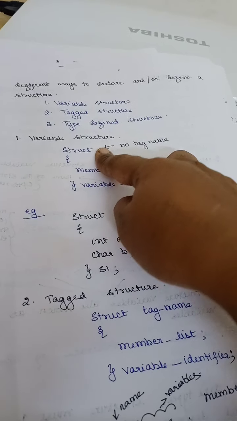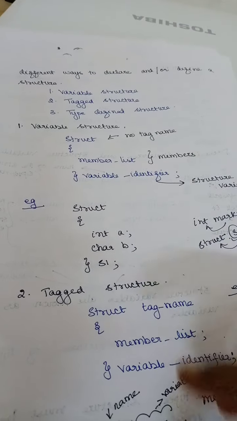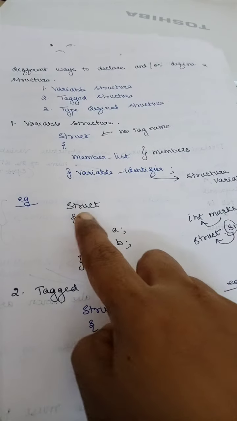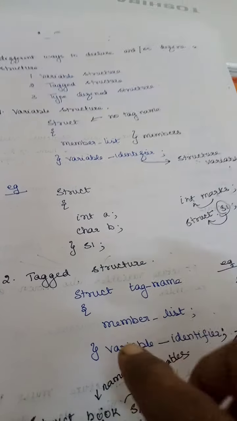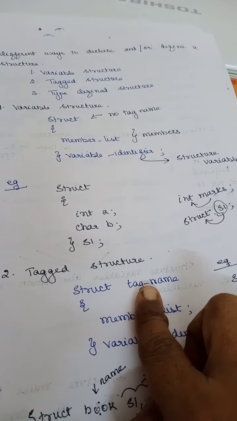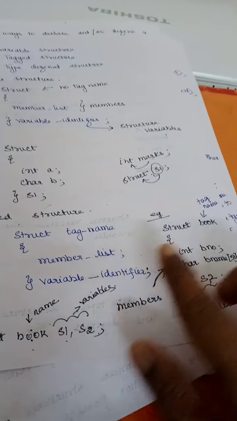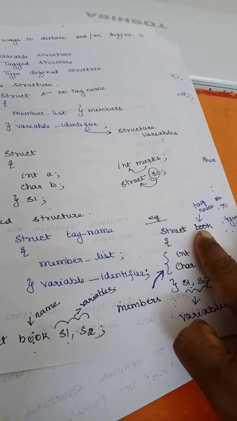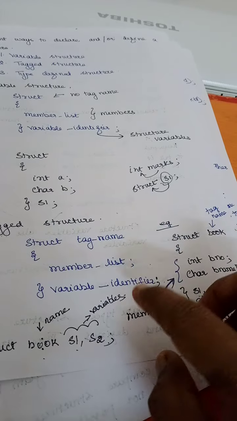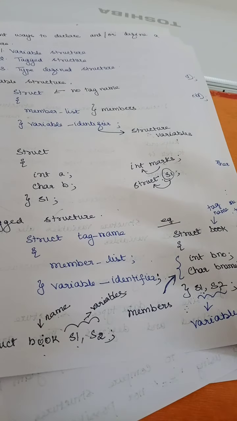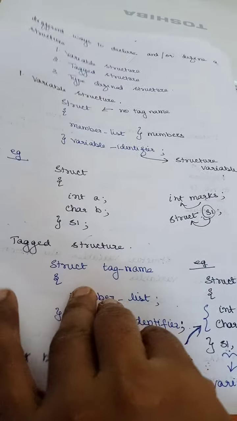Declaring with or without the tag name does not make any difference. But to understand it better, for example, if I have two structures, which structure am I referring to? In that case, this tag name helps you understand. If I have struct book, then I know that I have created a structure for book. And if I have a struct student, then I can understand which structure I am referring to, right? For that only you have a tag name.